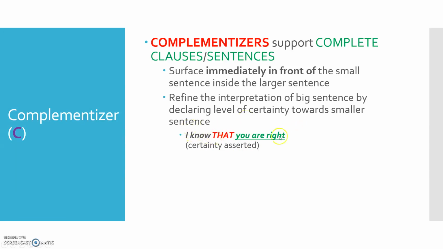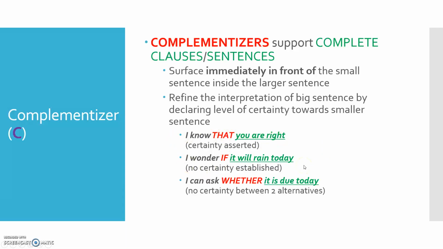So if I say I know that you are right, then you're saying, yeah, this is something that's asserted, that we kind of know this is true, especially paired up with the main verb know. If, on the other hand, we use if, there's some lack of certainty: I wonder if it will rain today. But again, we've got the small sentence, it will rain today, inside the big sentence, I wonder if it will rain today.